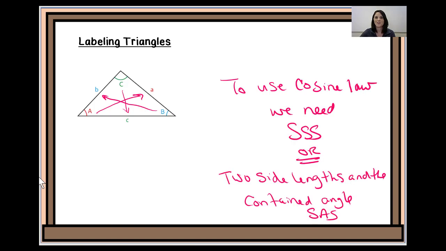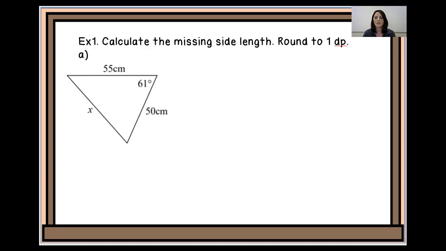Okay, let's take a look at our first example now. Calculate the missing side length, and we're going to round to 1 decimal point. So we are looking for side length x. So using our formula, the side length that we're looking for goes on the left of the equal sign. So it's x squared. And then the other two side lengths fill in the rest of the formula. And then the 61 goes after the cosine.